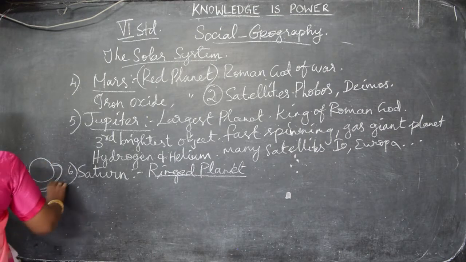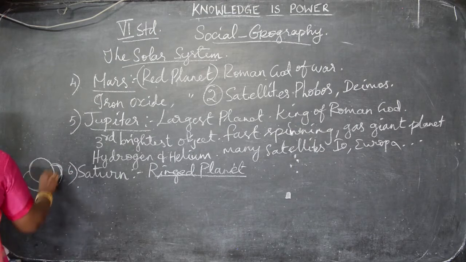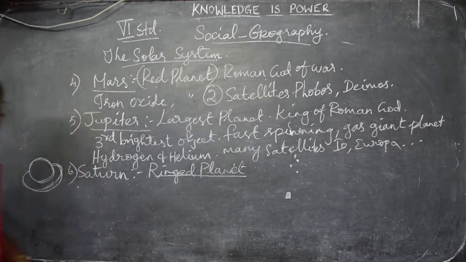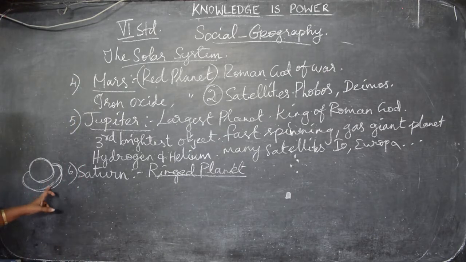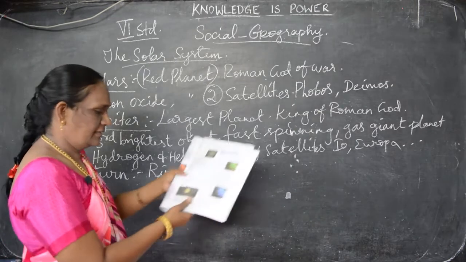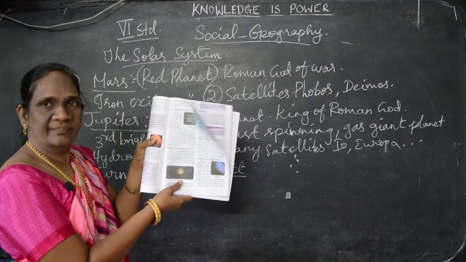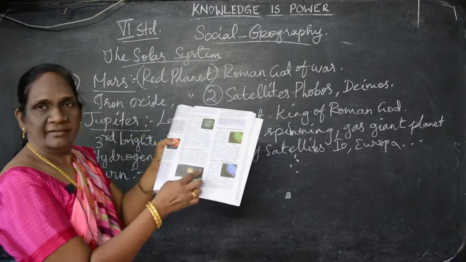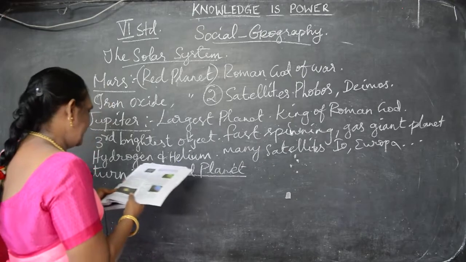இந்த மாதிரி ring இருக்கும் இந்த planetல. So this planet is called the ringed planet. Can you follow? Can you see the ring? Understand? So it is called the ringed planet. Here in the picture also you can see. Can you see page number 165? Rings are there. So it is called the ringed planet.